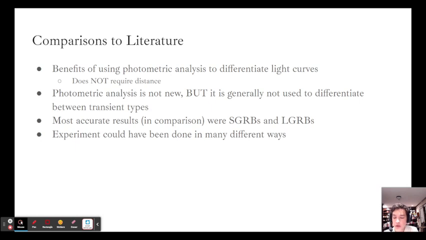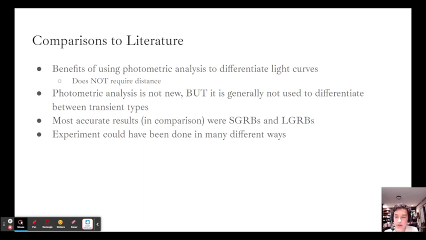The most accurate results from our experiment in comparison to other literature were the short and long gamma ray bursts. Our experiment could have been done in many different ways, including fitting more light curves, which would have resulted in a much more accurate data set.